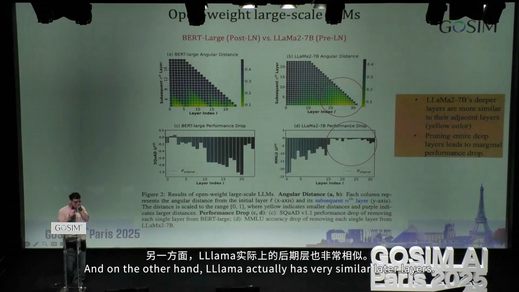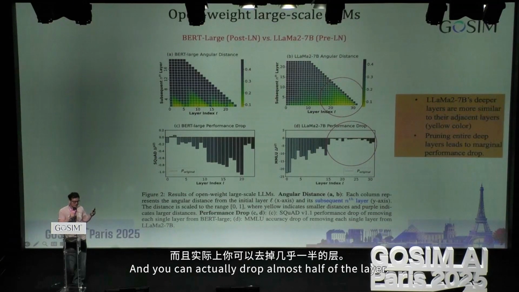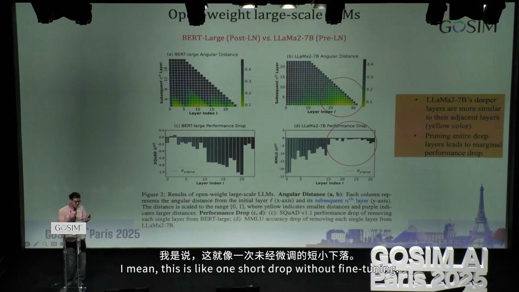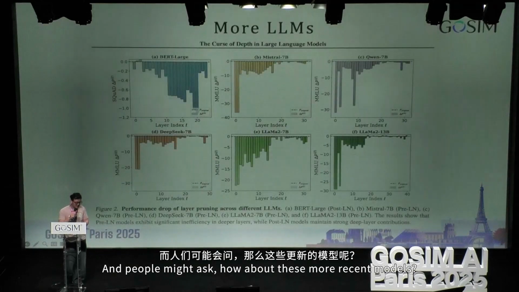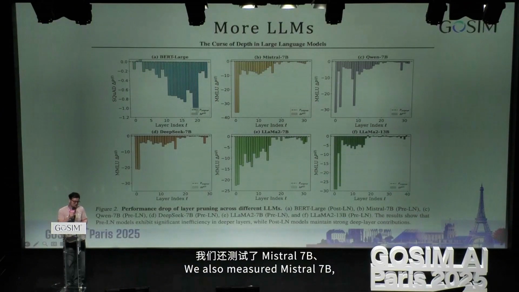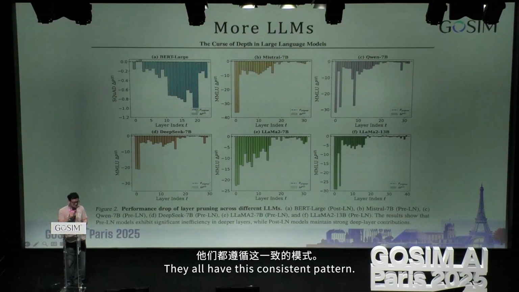And on the other hand, Llama actually has very similar later layers. You can see later layers have quite high similarity with their adjacent layers. And you can actually drop almost half of the layers. I mean, this is a one-shot drop without fine-tuning. And even with fine-tuning, I think you can drop more. And people might ask, how about more recent models? We also measured Mistral 7B, Qwen 7B, Llama, DeepSeek. They all have this consistent pattern.